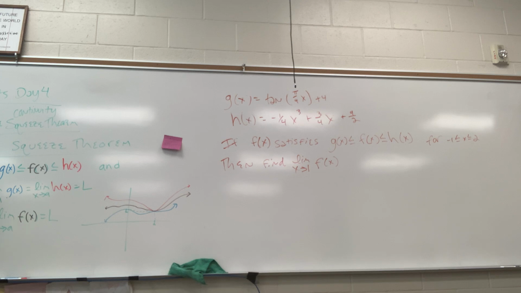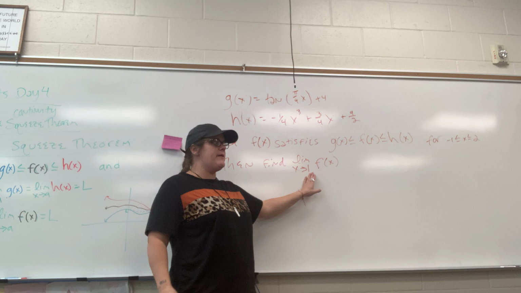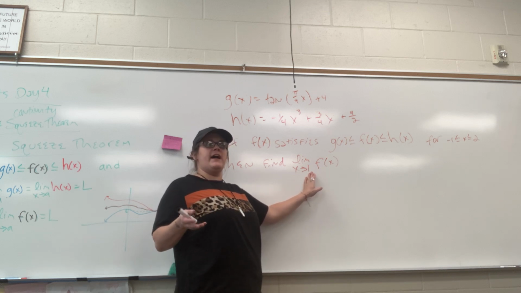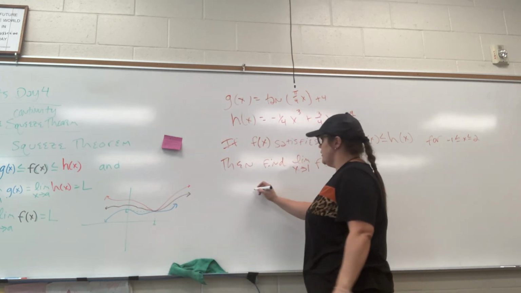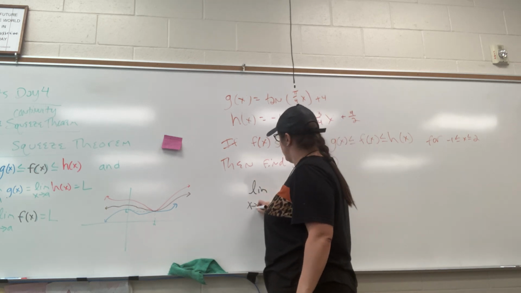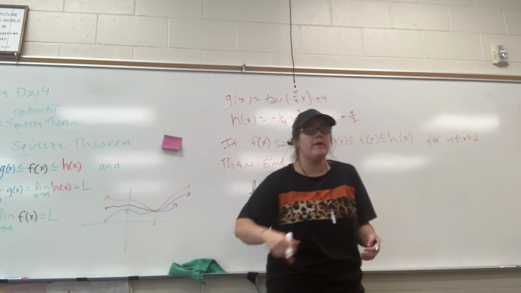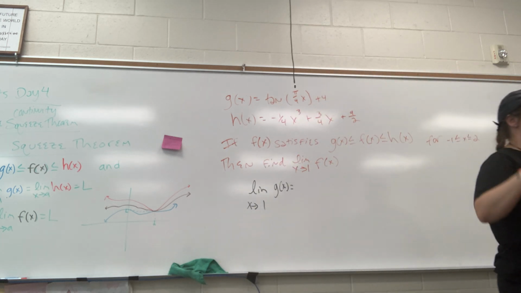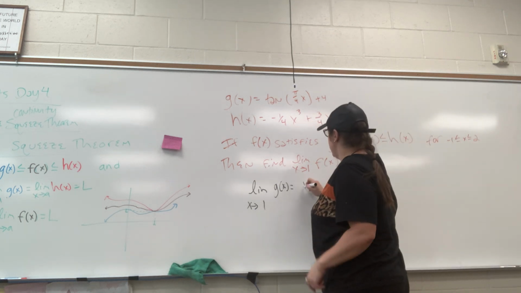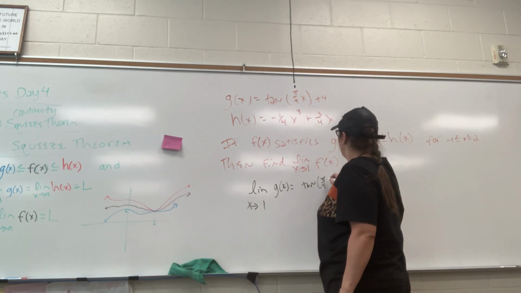So I need to find out if the limit as x approaches a of g of x is the same as the limit as x approaches a of h of x. What's the a for our problem? What a am I using? 1, good. Because that's what the question is asking about, so that has to be the one I'm trying to find, right? So then I'm going to go, okay, what's the limit as x approaches 1 of g of x? Well, I know with limits, I start by taking the value and plugging it in to see what happens, right? So tangent of pi fourths times 1.